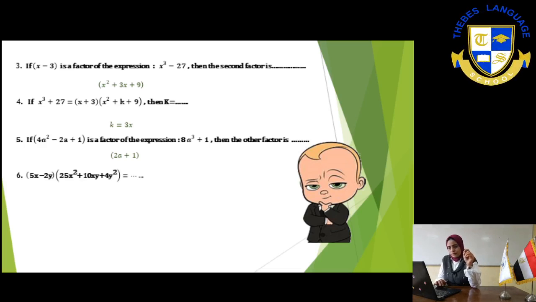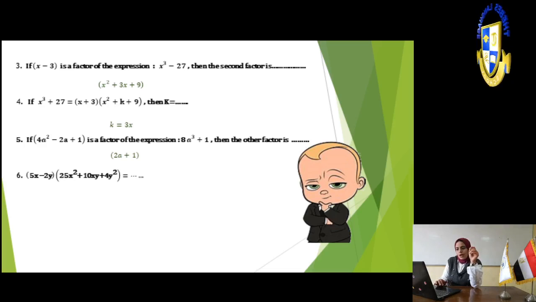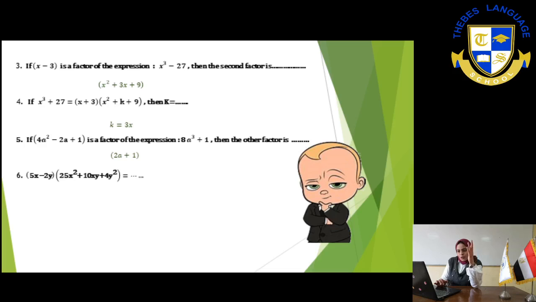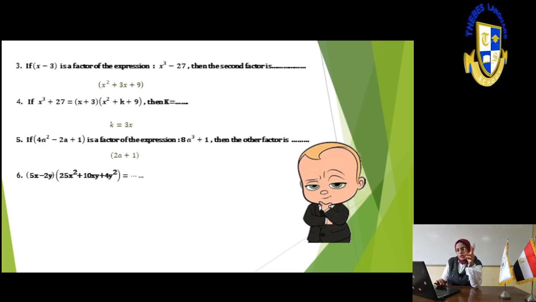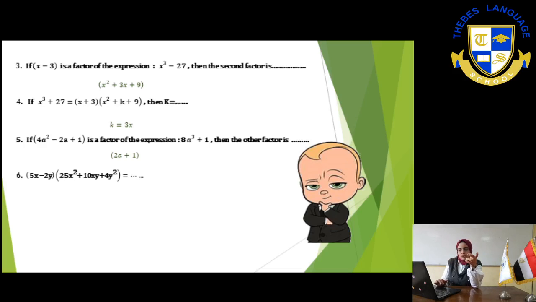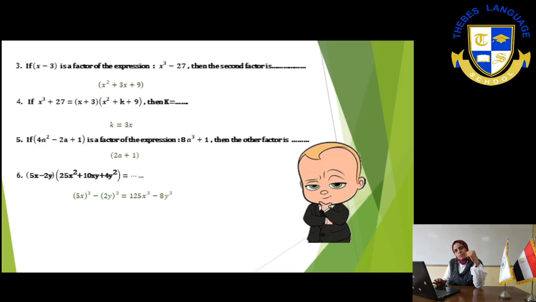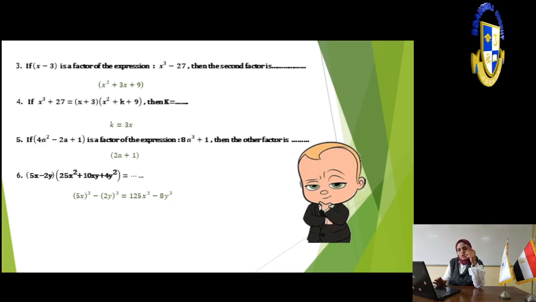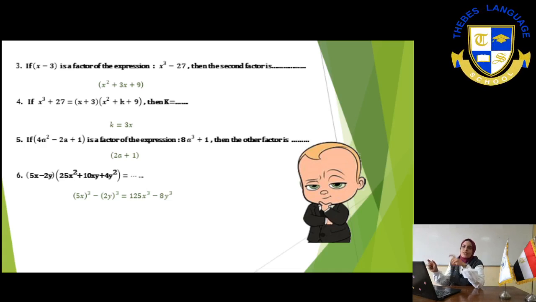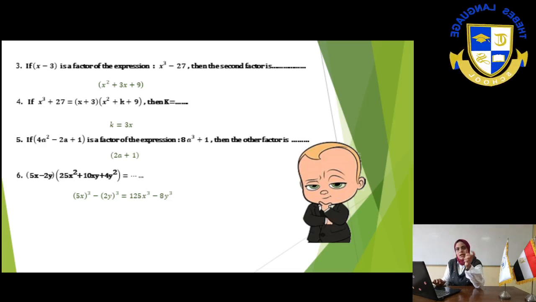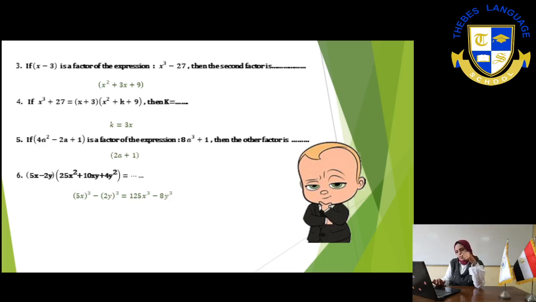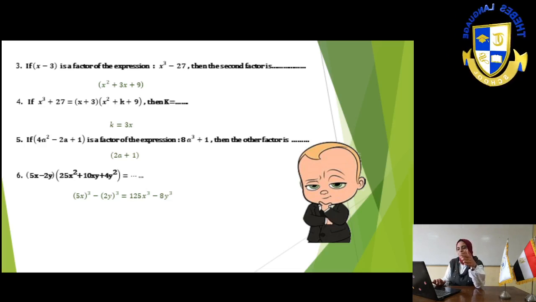Number 6, 5x minus 2y multiplied by 25x power 2, 4y to the power 2, and multiplying the first and the second, changing the sign, it will be 10xy. So I am sure now it's the difference or the sum of two cubes. So we will take 5x to the power 3, it will be 125x to the power 3. 2y to the power 3 will be 8y to the power 3. And the sign here will be the same sign as in the first bracket, so it will be negative. So the answer will be 125x power 3 minus 8y power 3.